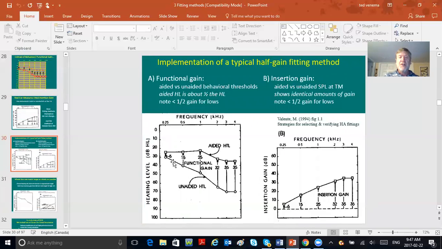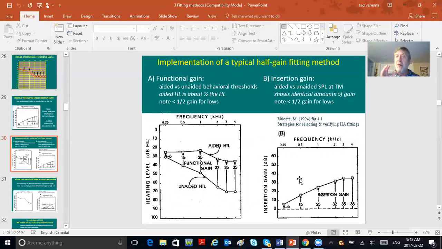Okay, so here's a hearing loss going down on your left, as you can see with my cursor, and here might be your aided hearing levels. This might be your target for aided thresholds using functional gain on the left, A. And B, when real ear came into the picture, your targets were shown by insertion gain. And this might be your target. Notice the numbers are identical for both sides. It's just that the left is using behavioral functional gain, whereas the right is using insertion gain.